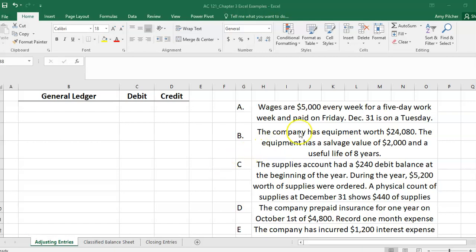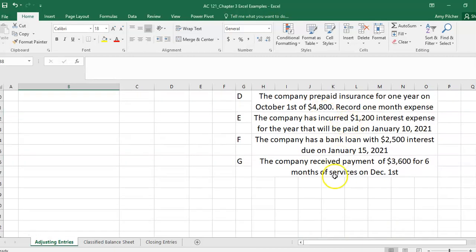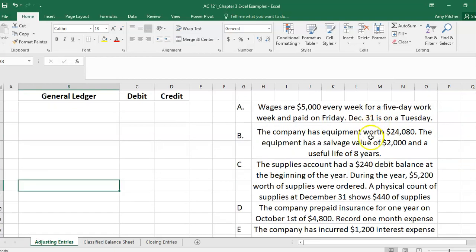So when we're looking at adjusting entries, we have a selection of adjusting entries over here. And we're going to look at preparing each one. So first we have wages are $5,000 every week for a 5-day work week and paid on Fridays. December 31st is on a Tuesday. So we're closing the year on December 31st, and we need to cover the salary that occurred in December.